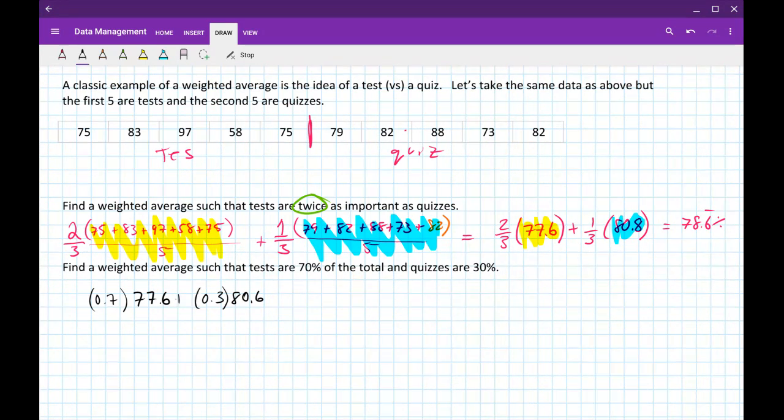And that's going to be a weighted average where you've got a percentage instead, right? And what you're going to get is almost the same number as above. So let me just calculate 77.6 times 0.7 plus 80.6 times 0.3. Hopefully I did that right. 78.5. All right, and then you could kind of say that these are percentages here. So that's kind of the idea.